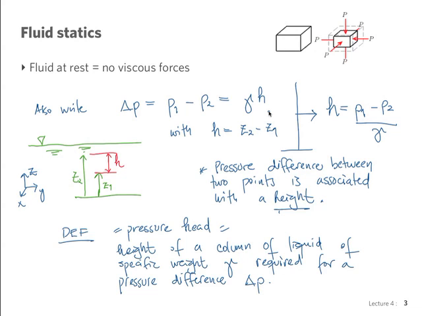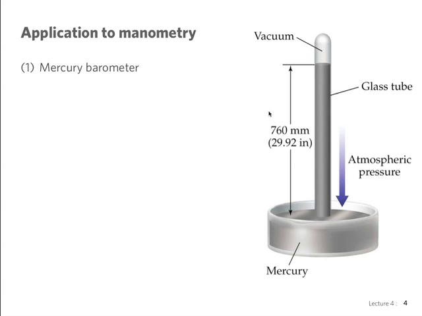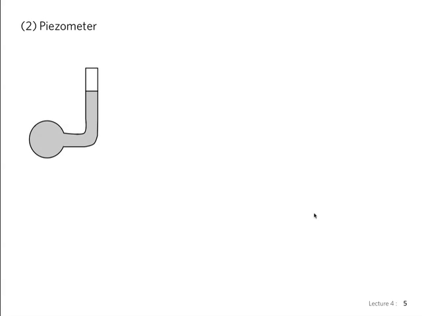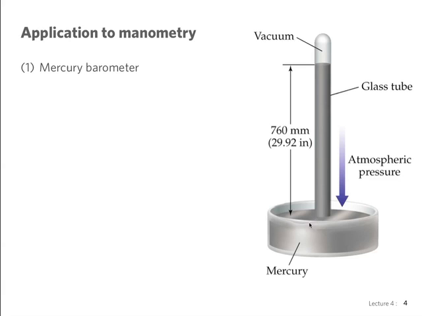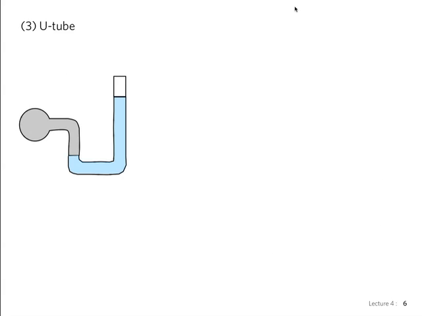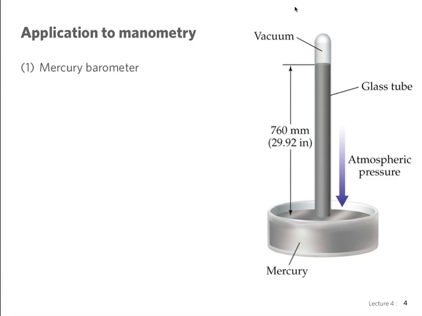How do we use this, for example, to measure pressure? We can use columns of liquid. The classic is the mercury barometer. We'll see a few examples. The mercury barometer is simply an upside-down tube filled with mercury, where the bottom of this tube is open to a pool of mercury, and the top side of this tube is closed. So here it says vacuum once again.